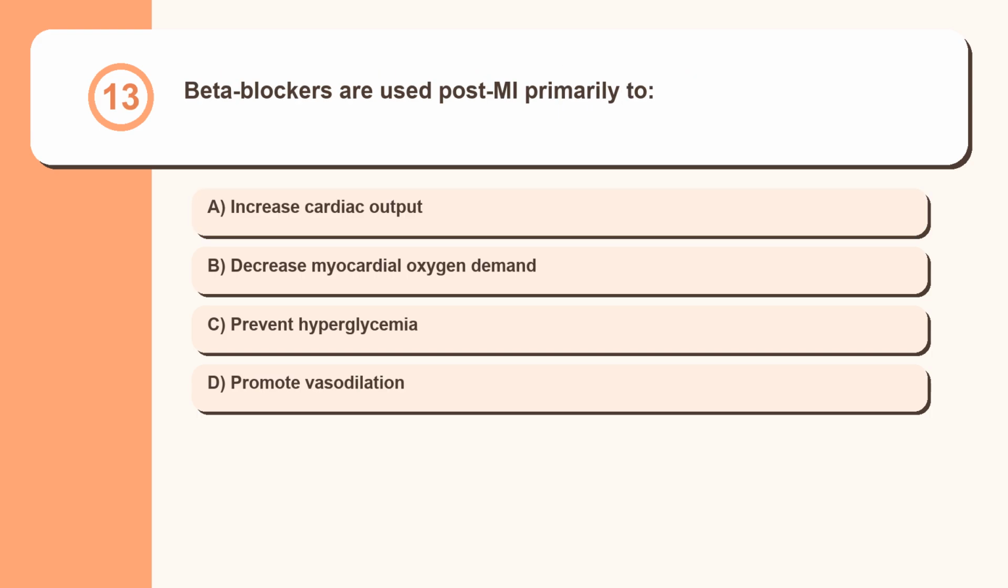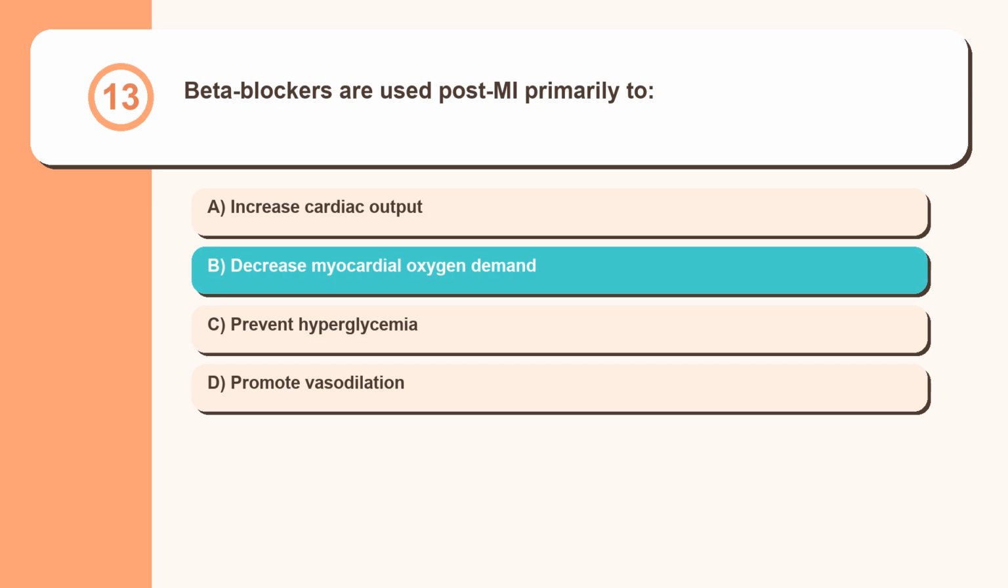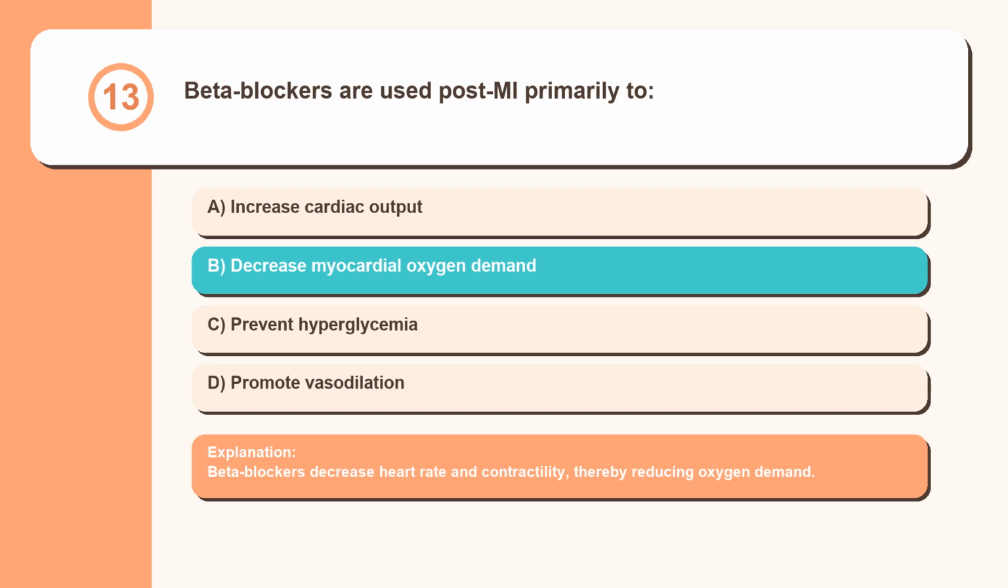Question 13. Beta blockers are used post-MI primarily to: increase cardiac output, decrease myocardial oxygen demand, prevent hyperglycemia, promote vasodilation. Beta blockers decrease heart rate and contractility, thereby reducing oxygen demand.